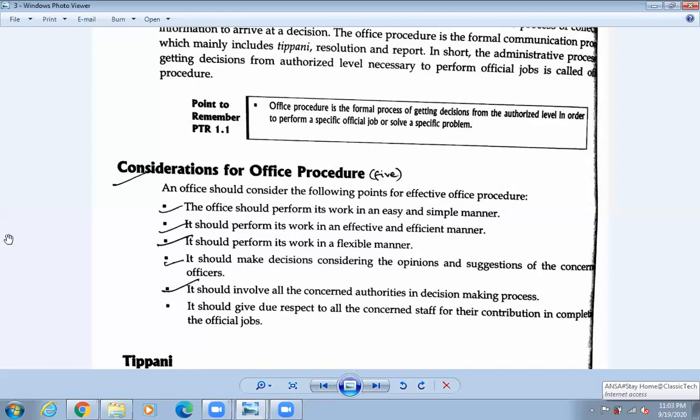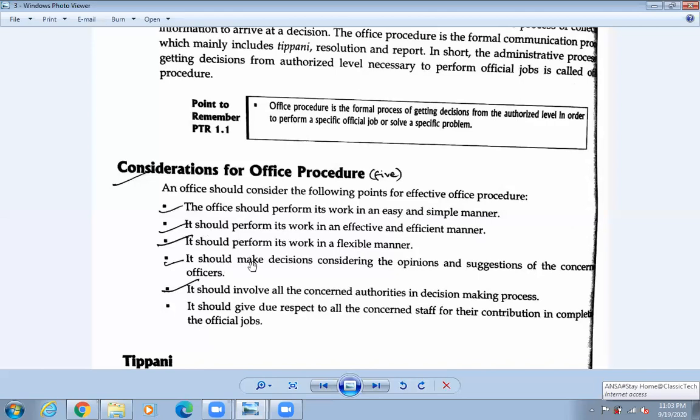Okay. So it should perform its work in a flexible manner. Okay. So flexible manner ma. So एकदम राम्रो manner ma जानु पर्यो. So it should not be very rigid. एकदम सार हुनु भएन. So त्यहाँ flexible चाहिँ हुनु पर्यो.